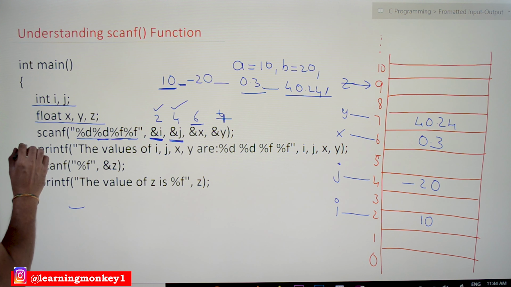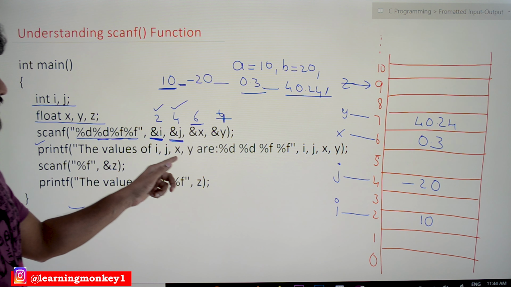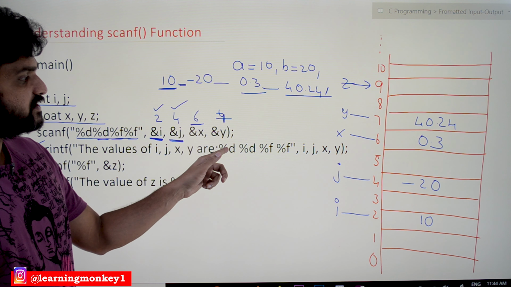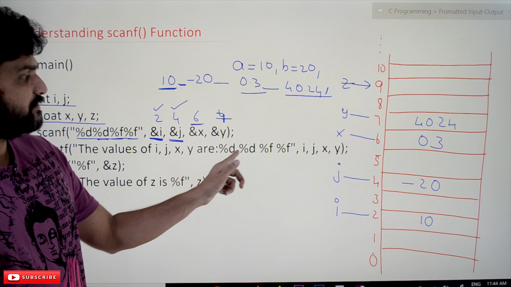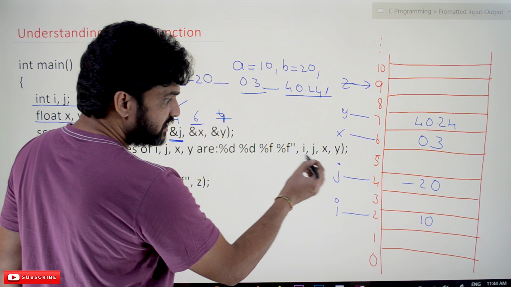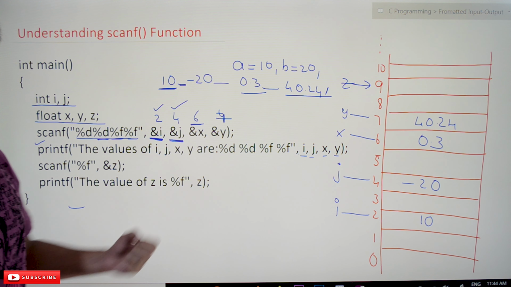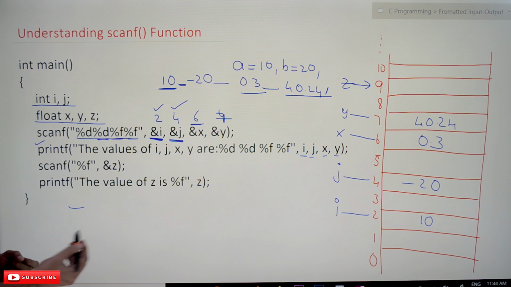After 40.24, press enter, and we are going to execute the next line of code. What is the next line of code? This is the next line of code: Enter the values of i, j, so this is going to be printed. After that we are going to print %d, %f, and the variables are i, j, x, y. So all those values will get printed, as we have understood in our printf classes.